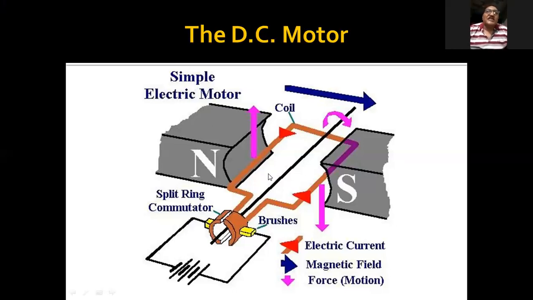This coil is mounted on an axle, so it can rotate about this axle. This force is acting downward, and this force is acting upward. They will create a couple, and due to that couple, a turning effect will be produced in this coil. And this coil will start rotating in a clockwise manner. So this is the very basic structure of the DC motor. I hope that you have understood.